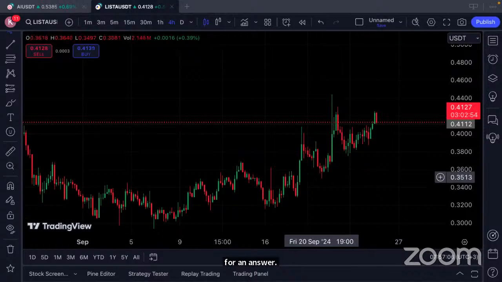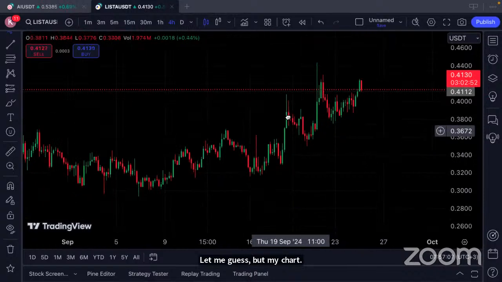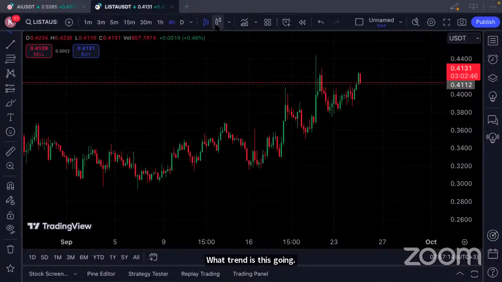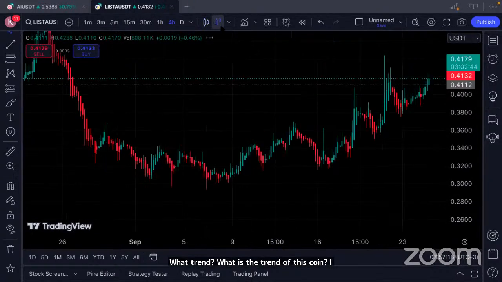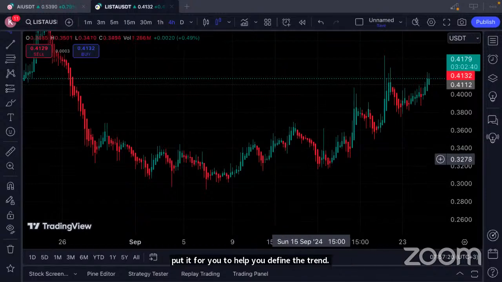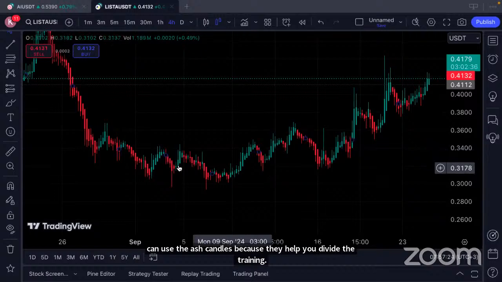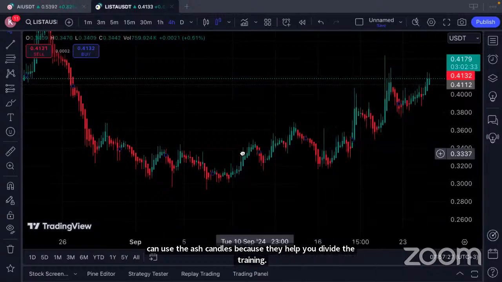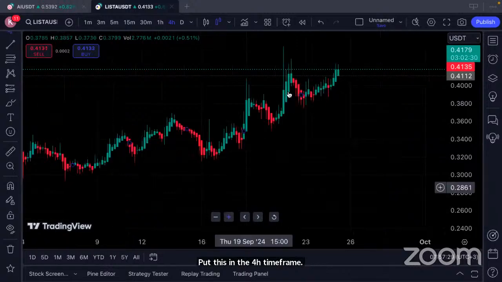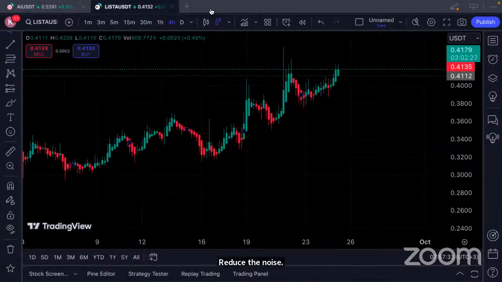What trend is this coin? What is the trend of this coin? I can even put it for you to help you define the trend. I can use the Heikin Ashi candles because they help you define a trend. I'll put it in the 4-hour time frame, reduce the noise, and see which trend it makes. What's the trend of the coin?